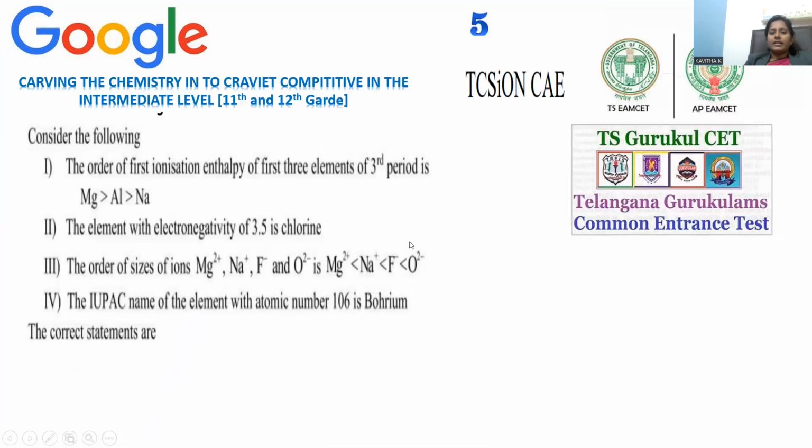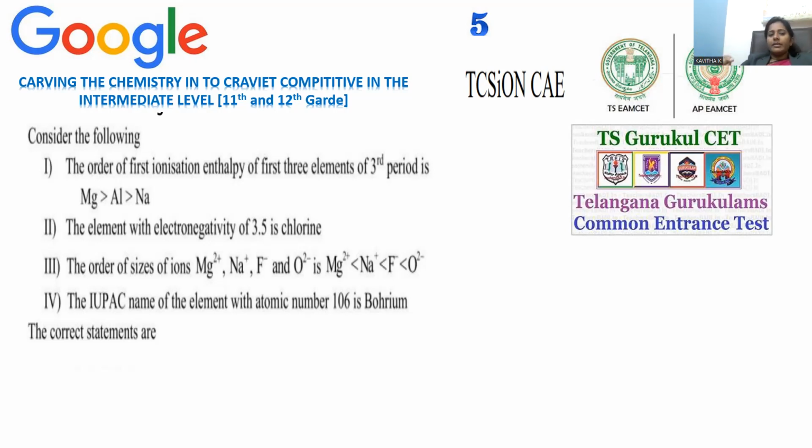Question number 5 is collected from, what we can say, the part of inorganic chemistry. Consider the following. The order of first ionization enthalpy of the first three elements of the third period is magnesium, aluminium, sodium. They are saying that magnesium first ionization enthalpy value is larger, next is aluminium, next is sodium. Actually, as per the periodic trends, what is the condition? Left to right, as you move forward, ionization enthalpy values gradually increase. As per that, sodium must have the least value.